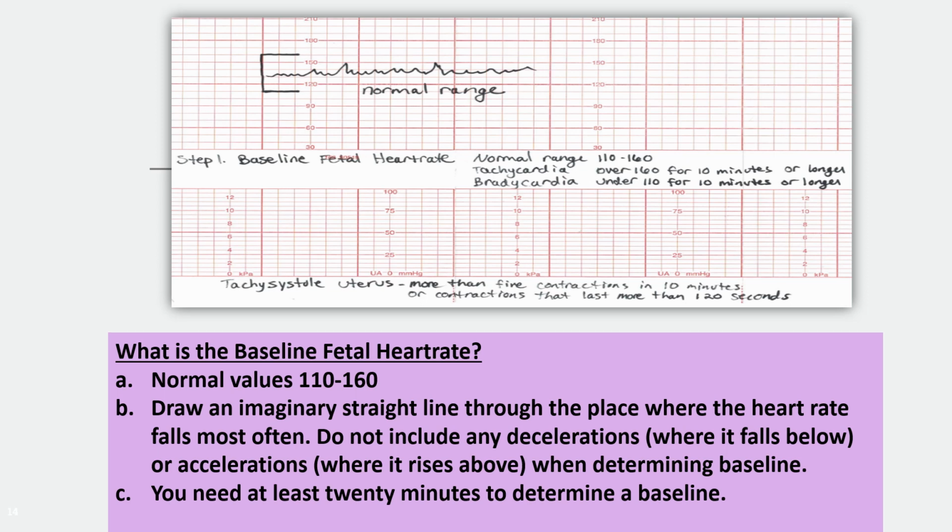Sometimes if you draw an imaginary straight line through the place where the heart rate falls more often, it's easier to tell. Because one part of it may be 130, you may get to the end, it may be more like 140, but see where it falls most often. You're not wrong, but just be as accurate as you can. You don't want to include any decelerations where it falls below or accelerations where it rises above to determine the baseline. So you want to look in between that.